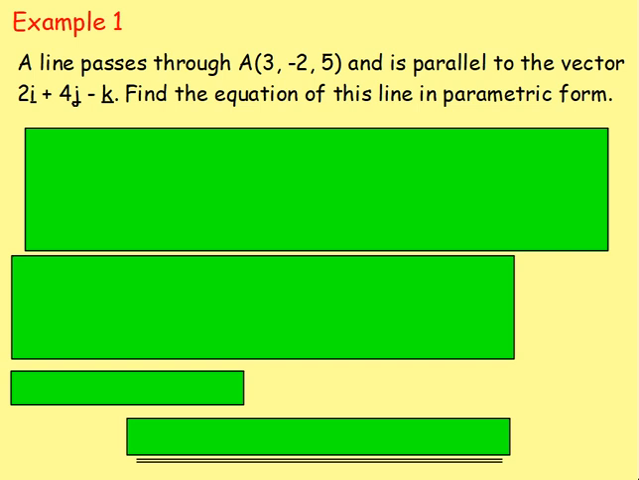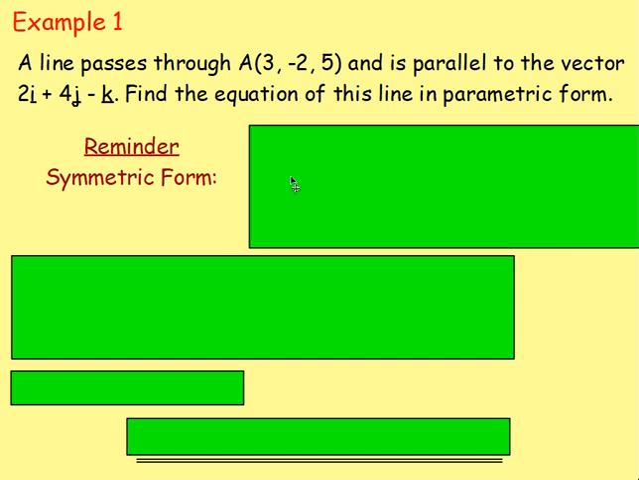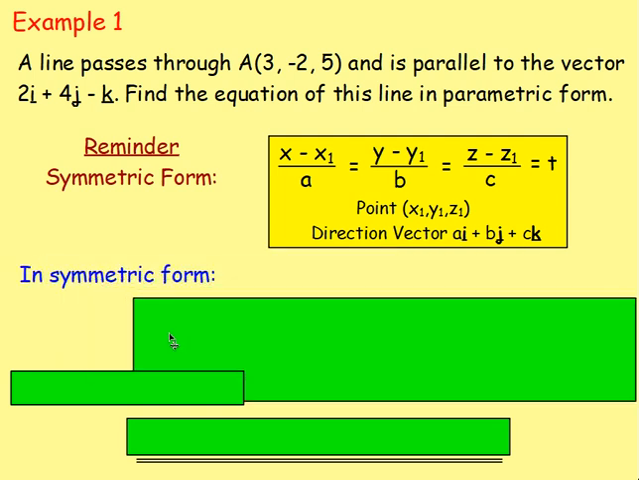Let's look at some examples. So example 1, a line passes through point A with coordinates 3, negative 2, 5, and is parallel to the vector 2i plus 4j take away k. Find the equation of the line in parametric form. So what you might want to do first of all is think back to symmetric form. Remember, for your symmetric form, you would have x, y, and z. You're subtracting the coordinates of the point, so we'd be taking away the 3, the negative 2, and 5, and we're going to be dividing them by the components of the vector, so the 2, the 4, and the negative 1. So it may help, if you have to write the equation of a line in parametric form, to first of all write it in symmetric form.